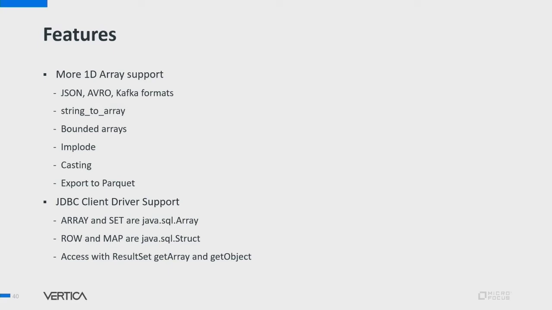If you query a complex type column using the JDBC driver, then you can get your array and set columns back as java.sql.array objects. And you can get row and map types back as java.sql.struct. You can access all of these with the result set methods getArray and getObject.